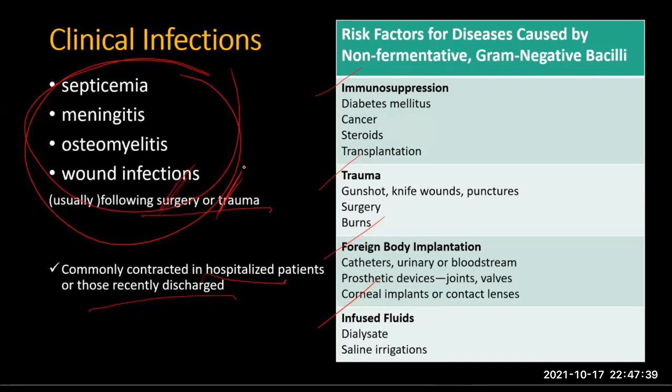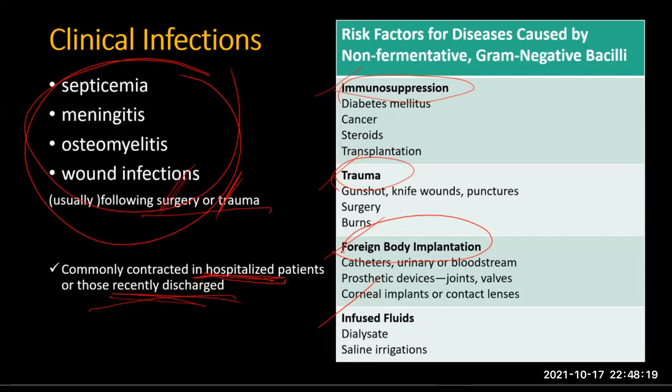Usually, the individual who contracts an infection with one of these organisms is hospitalized, or has been recently discharged from the hospital. And for the risk factors for diseases caused by non-fermentative gram-negative bacilli, we have four major groups of risk factors. We have immunosuppression, trauma, foreign body implantation, and infused fluids. So those patients having DM, those having CA, those taking steroidal medication regimens, and those who have undergone transplantation have those risk factors too.